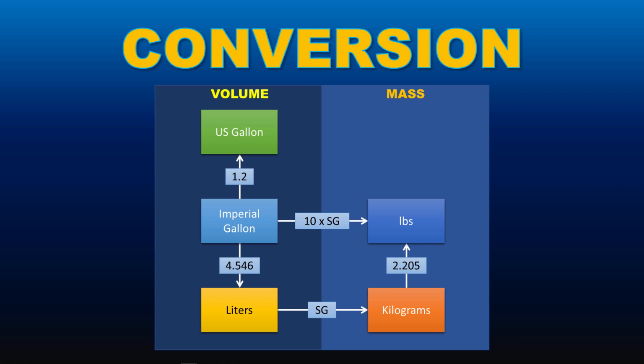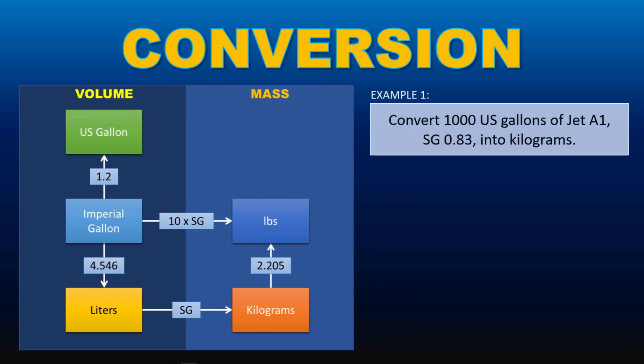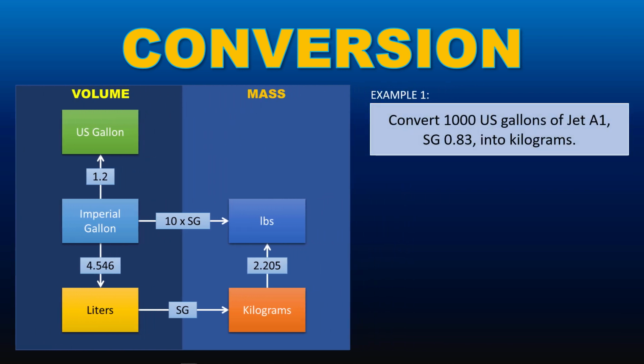We will work through two examples on screen, first using the chart, and later using CRP5. Example 1. Convert 1,000 US gallons of Jet A1 with specific gravity 0.83 into kilograms. To solve example 1, start by dividing 1,000 US gallons by 1.2, this becomes imperial gallons. Now multiply by 4.546 to bring it to liters. And finally, multiply by the SG 0.83 to reach a solution of 3,144 kilograms.